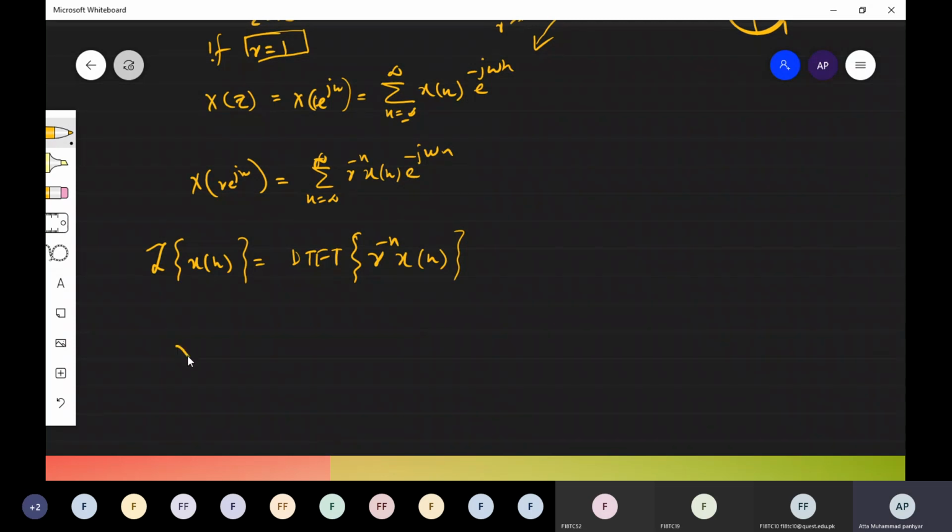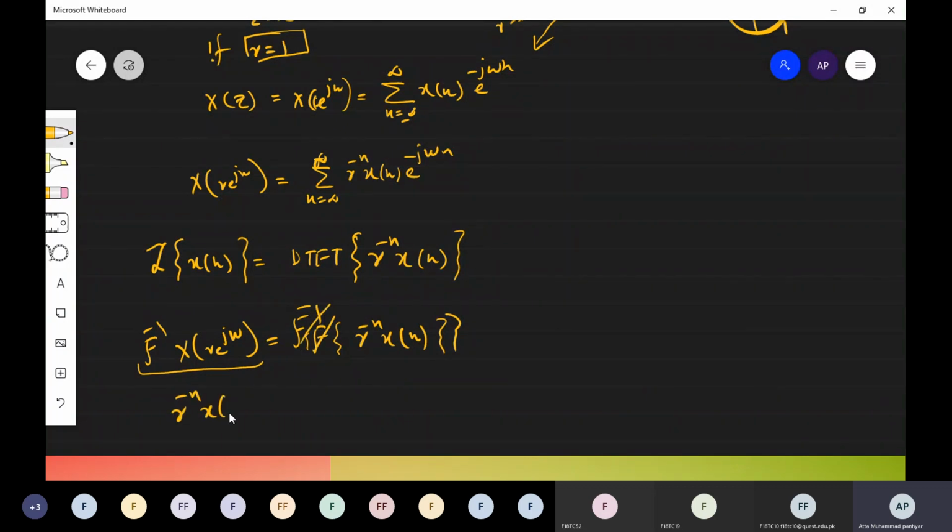So we can say that x of r e to the power j omega is equal to, now I represent this DTFT with the Fourier transform, r to the power minus n x of n. Now taking the inverse on both sides, what do I get from here? This Fourier transform and inverse Fourier transform cancel out. What remains is r to the power minus n x of n, which is equal to the Fourier inverse of x of r e to the power j omega, right?